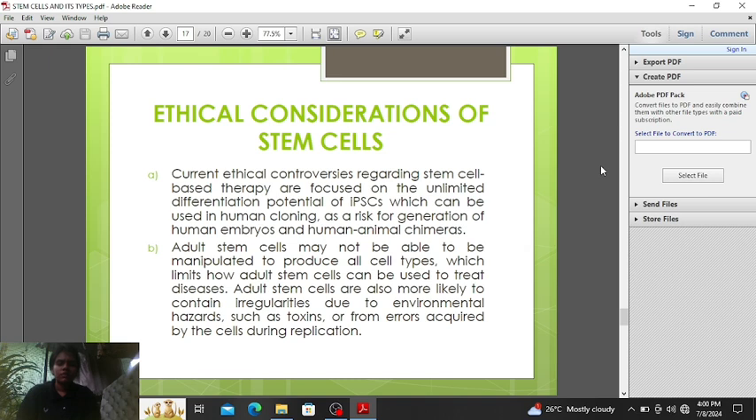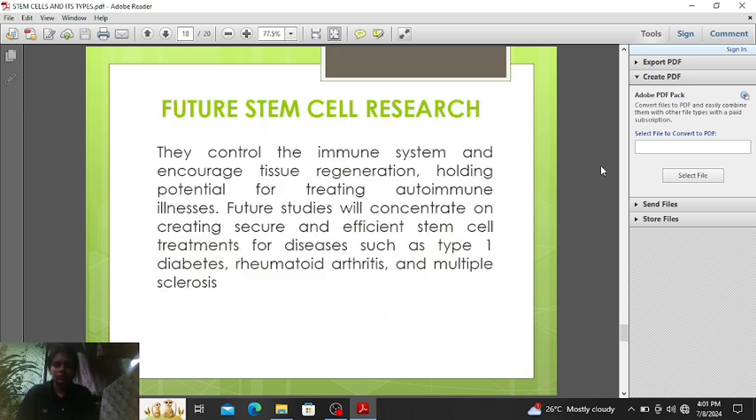Even with this limitation, they can still be used for treating other diseases, and they can be useful even if there are some irregularities, such as those due to environmental hazards or toxins, or errors in cells during replication.